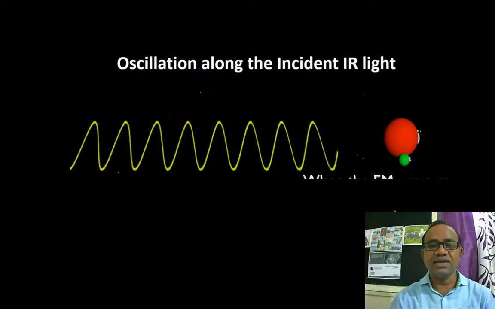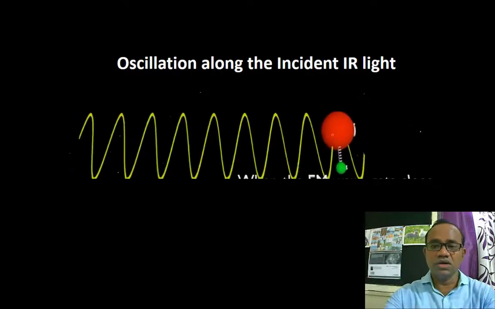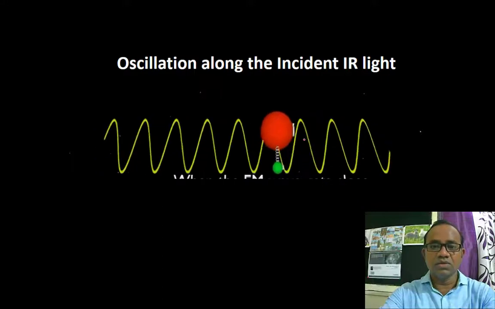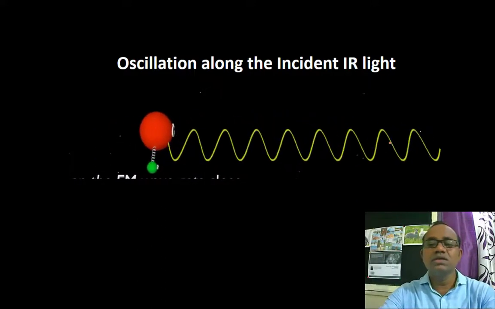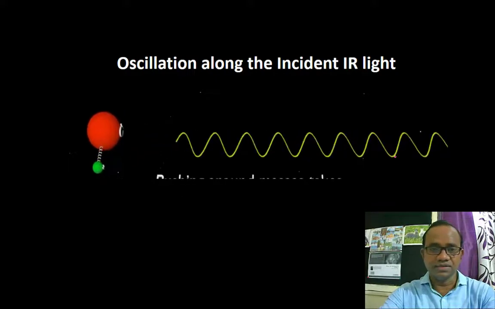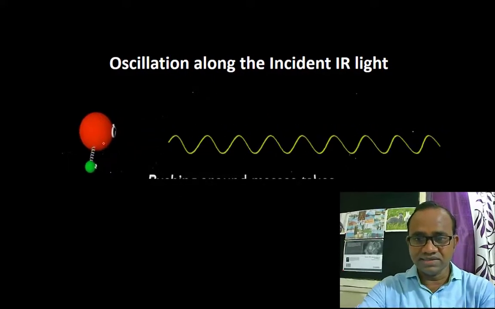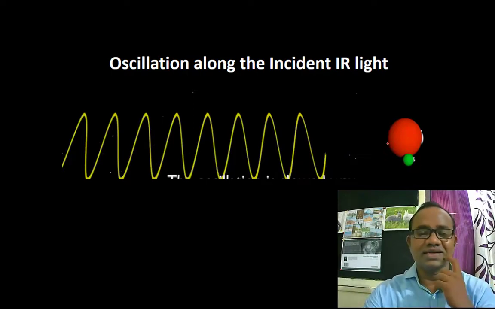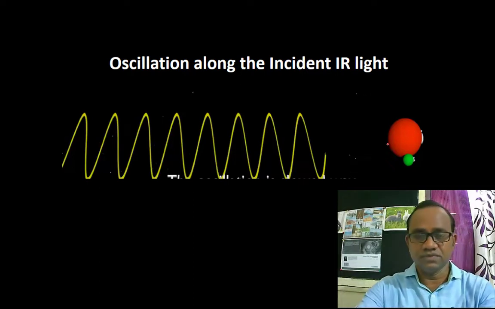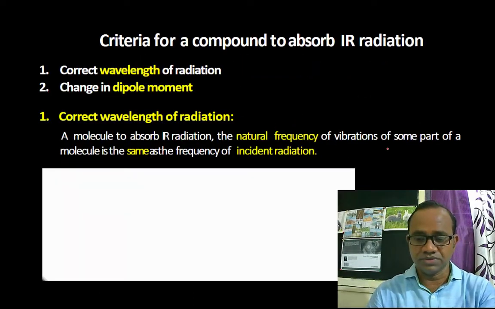So when infrared light is incident onto the molecules, the molecules start to vibrate along with the infrared light. That means the molecule starts to behave exactly like the vibration of the IR light. In this way the vibration can be produced.